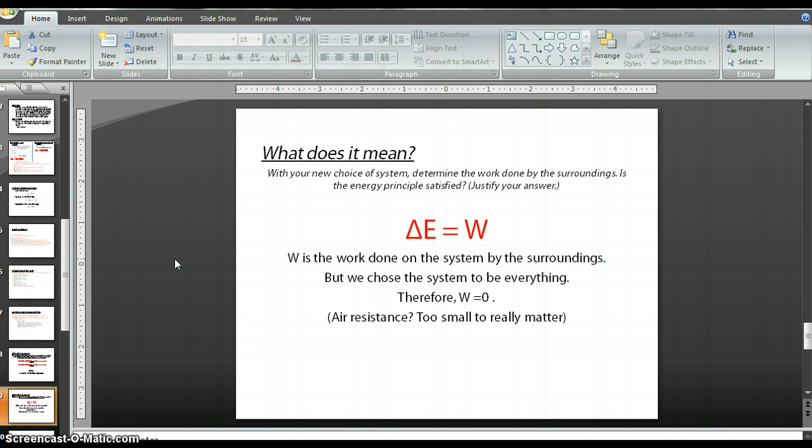So the second question asked us about the work done by the surroundings. Well, since we don't have anything in the surroundings, because we picked our entire system to be the spring, the mass, and gravity, or the Earth, there's nothing surrounding to do work, so work is 0.